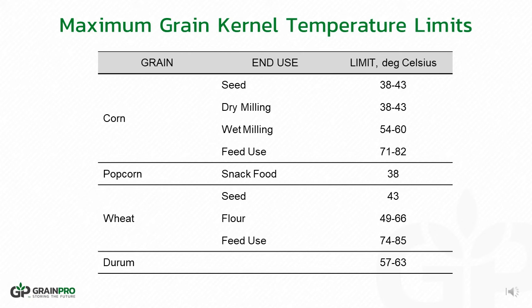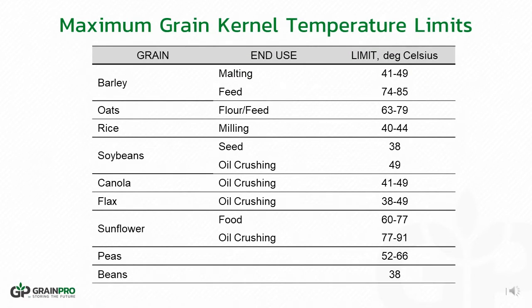For wheat seed, the limit is 43 degrees Celsius. For flour, 49 to 66 degrees Celsius. And wheat used for feeds is 74 to 85 degrees Celsius. For durum, the limit is 57 to 63 degrees Celsius. Drying temperature limits for barley for malting is 41 to 49 degrees Celsius.